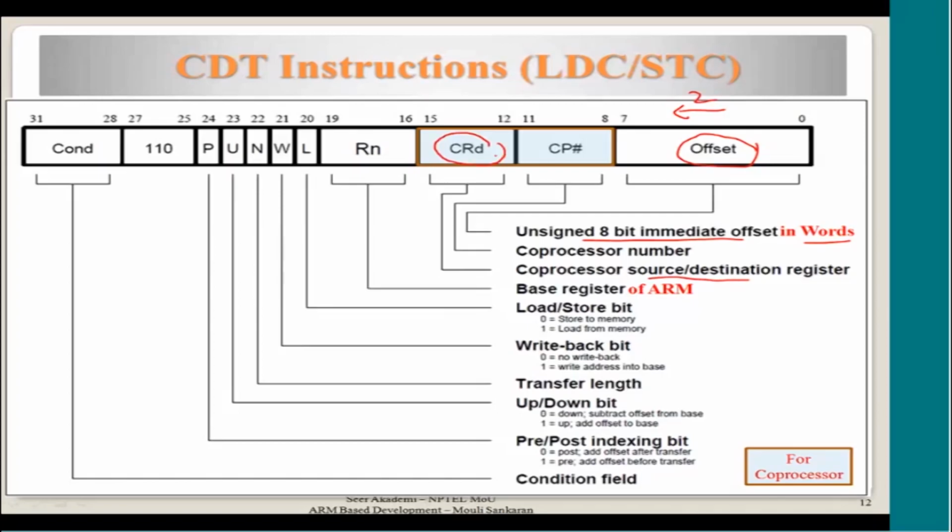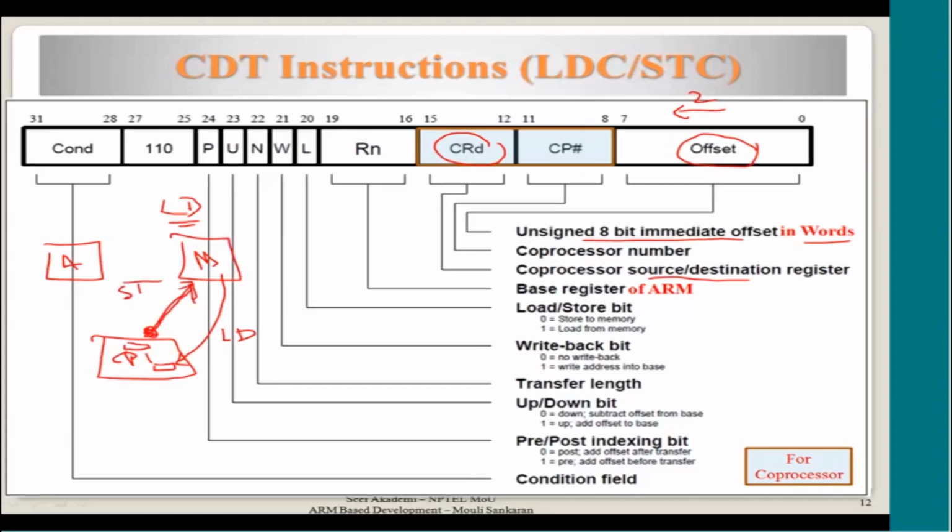Why do we need to mention a coprocessor register? I told you ARM is there, memory is there, and coprocessor is there. Now there is a transaction, a transfer. Let us take a simple example, a load instruction. Load means some value in memory has to be copied into one register in the coprocessor. Now suppose it is a store: some register in the coprocessor has to be written into memory, at some particular address.